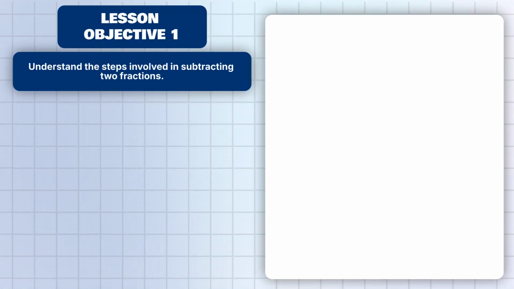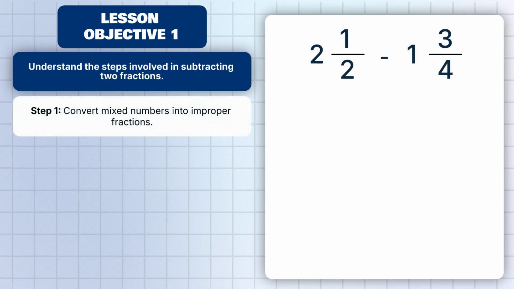Now let's look at subtracting mixed numbers. For example, 2 1/2 minus 1 and 3/4. Step 1. Convert mixed numbers to improper fractions. We multiply the whole number by the denominator and then add the numerator. This gives us the numerator for our improper fraction. 2 1/2 becomes 5/2. 1 3/4 becomes 7/4.